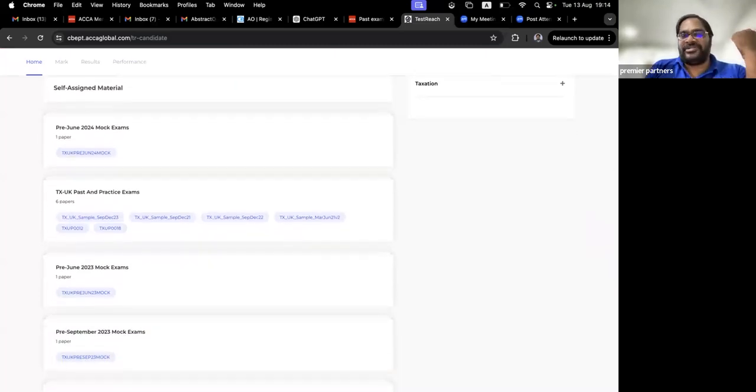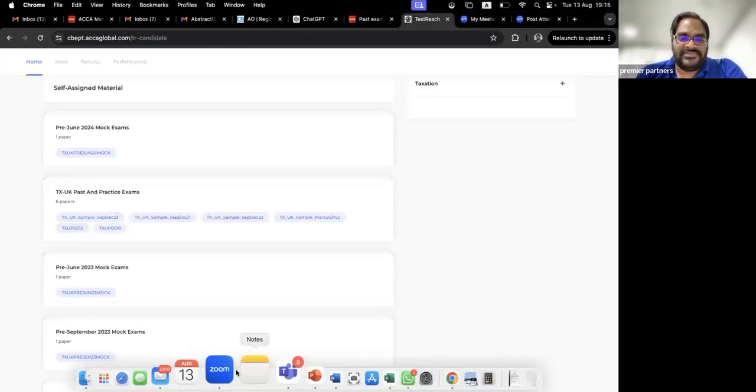Now let's check a pre-mock. We will go to June 2024 pre-mock, shall we? Because that includes all three sections. What we did was a past paper, which only had section C. Now let's move on to a full paper where we have all three sections. Shall we move on to pre-mock June 2024? Shall we give it a try?